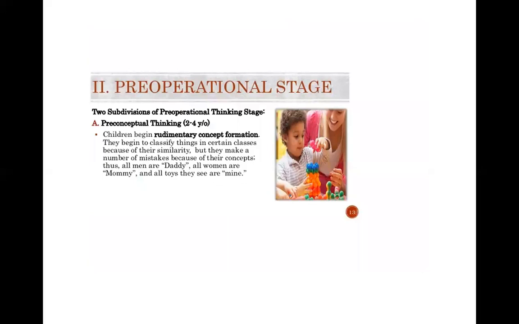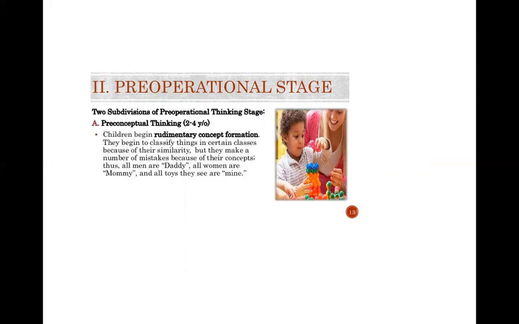In the pre-operational stage, the children learn simple sums, simple addition, but they cannot make concepts very clear. For them, all men are daddy, all women are mummy, and all toys are theirs.